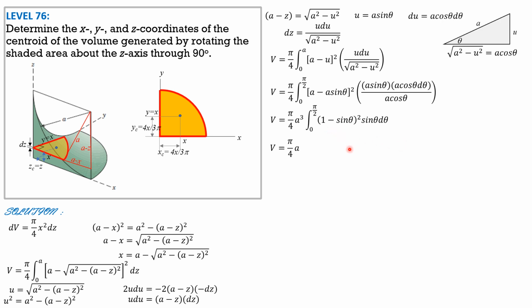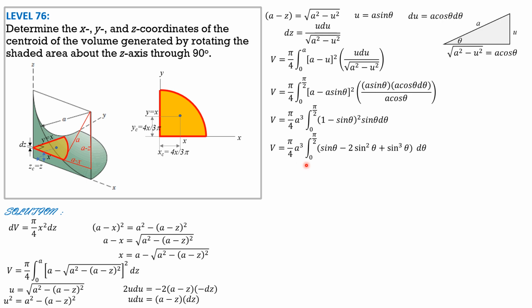We expand, volume is pi over 4 a cubed integral 0 to pi over 2 of sine theta minus 2 sine squared theta plus sine cubed theta d theta. Remember the expansion here is 1 times sine theta, so sine theta. The second term is negative 2 sine theta times sine theta, so negative 2 sine squared theta. The last term is sine squared theta times sine theta, so sine cubed theta d theta.